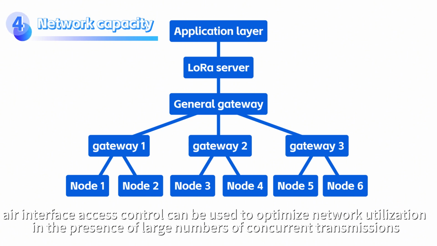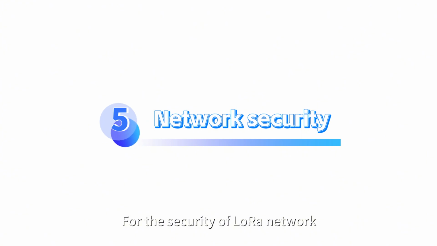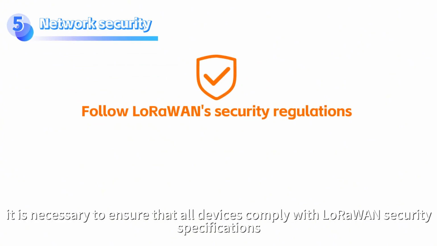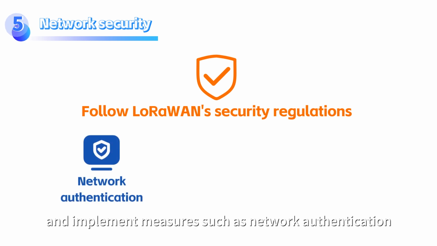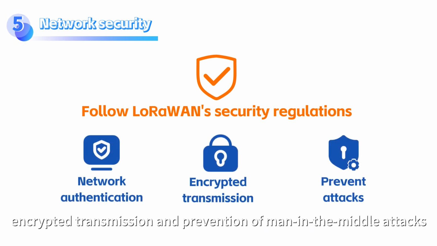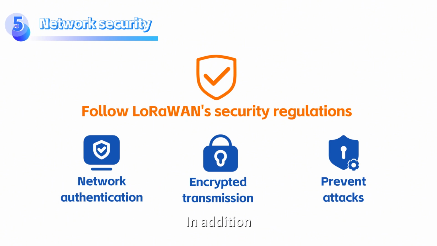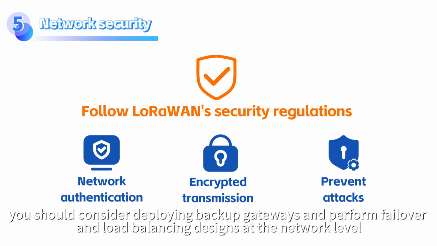5. For the security of LoRa network, it is necessary to ensure that all devices comply with LoRaWAN security specifications and implement measures such as network authentication, encrypted transmission, and prevention of man-in-the-middle attacks. In addition, in critical applications, to ensure service continuity, you should consider deploying backup gateways and perform failover and load balancing designs at the network level.